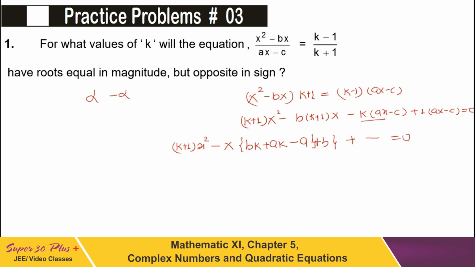Now we can say if the sum of the roots is 0, then (bk plus ak plus b minus a) whole upon (k plus 1) should be 0. That's why we can find the value of k. a plus b is equal to a minus b. The value of k is (a minus b) upon (a plus b).